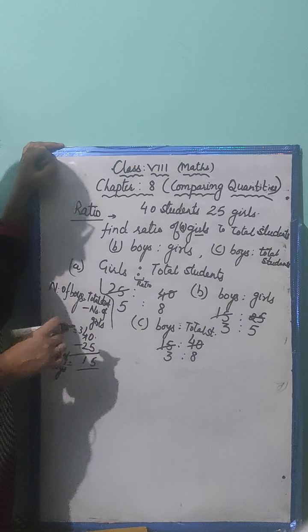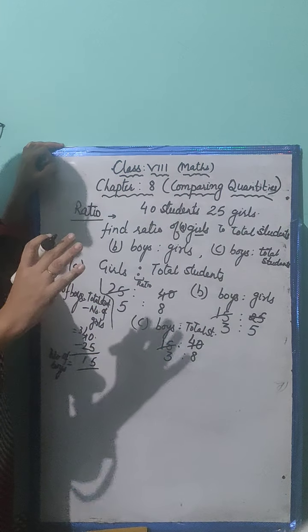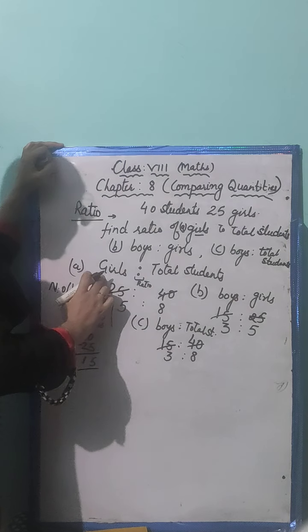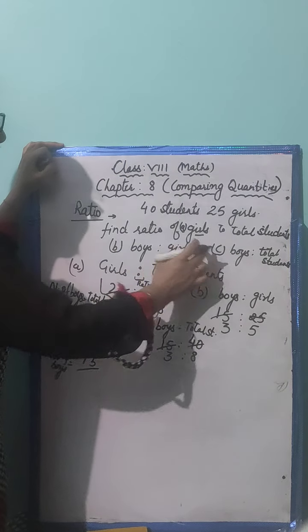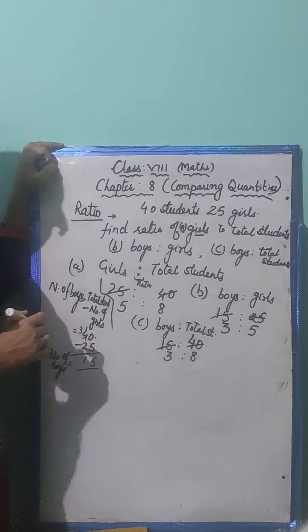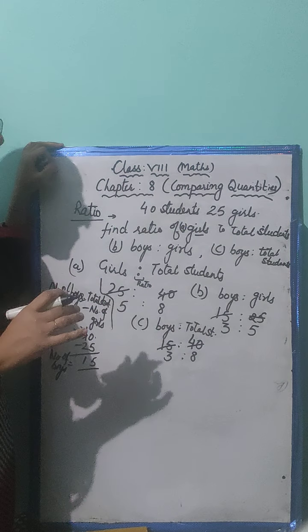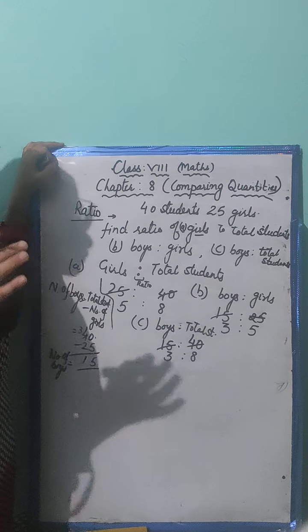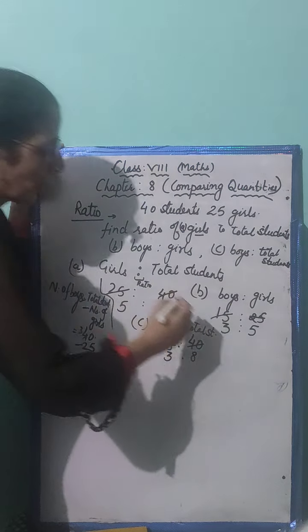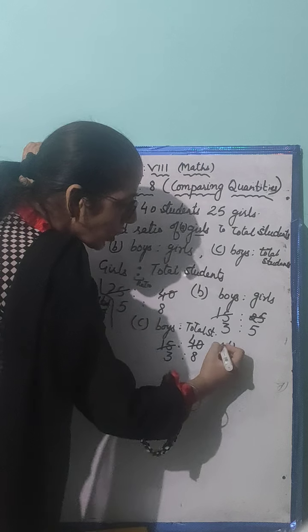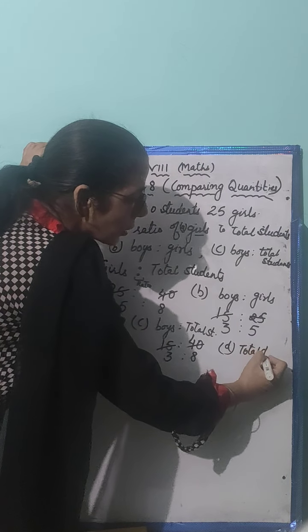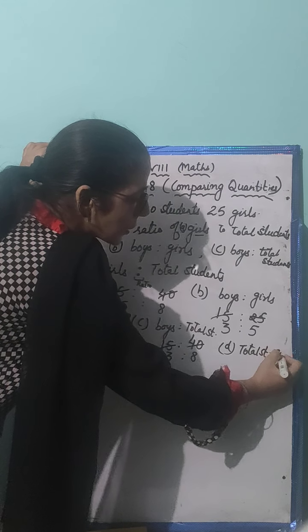Have you understood? What do we have to write first? Whatever number is written first. In these parts A, B, C, if I ask what is the ratio of total students to girls?